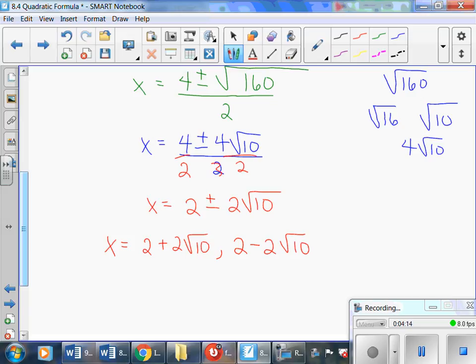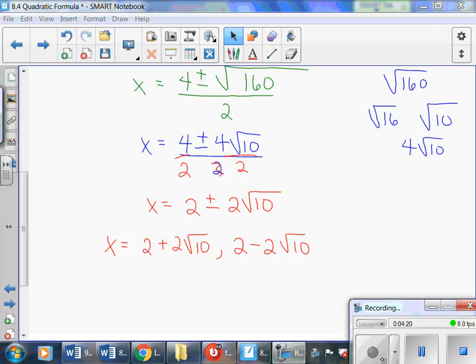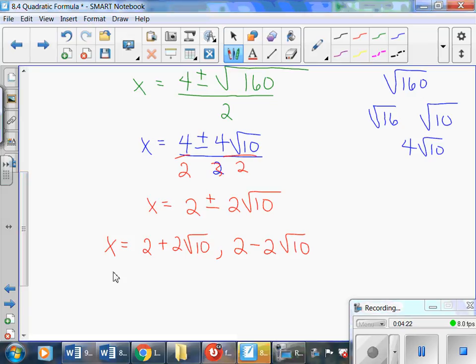And then they also ask us to find it to the nearest hundredth. So this one is going to be 2 plus 2 square roots of 10, which is 8.32 approximately, and also negative 4.32. That's our answers to the nearest hundredth.